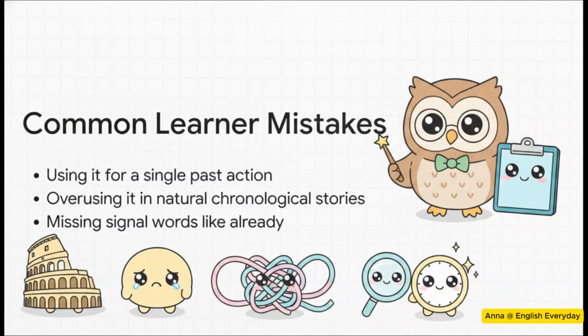So the absolutely crucial point here is that we shouldn't use it just to sound formal. There are a few really common traps people fall into. First, you cannot use it for a single past action. Saying I had visited Rome last year is incorrect because there's no second past action to compare it to. You also shouldn't overuse it if you're just telling a natural chronological story. And finally, you really want to pay attention to signal words like already or by the time. Those are massive hints that the past perfect is knocking on the door.